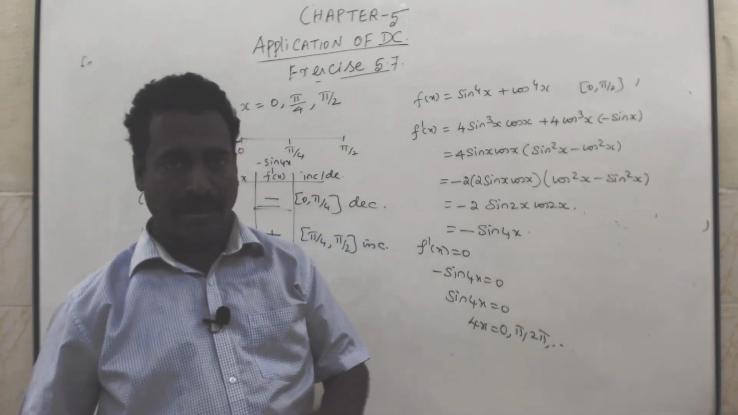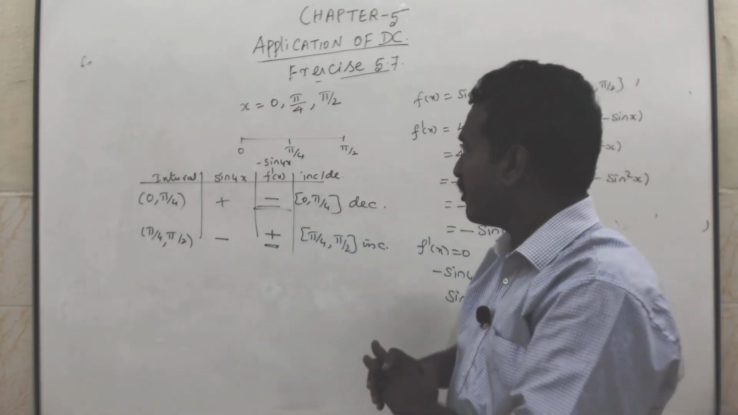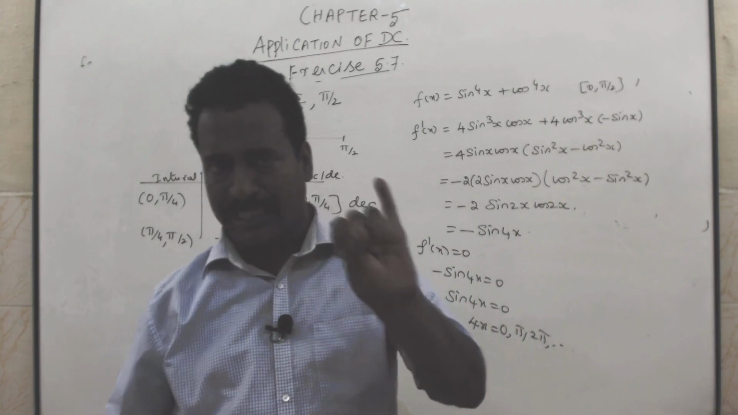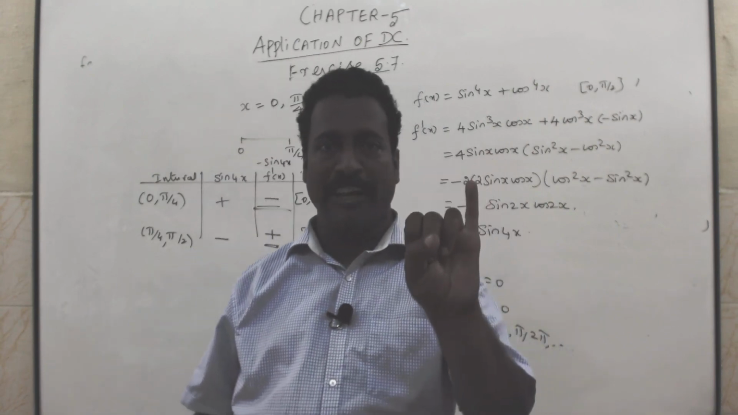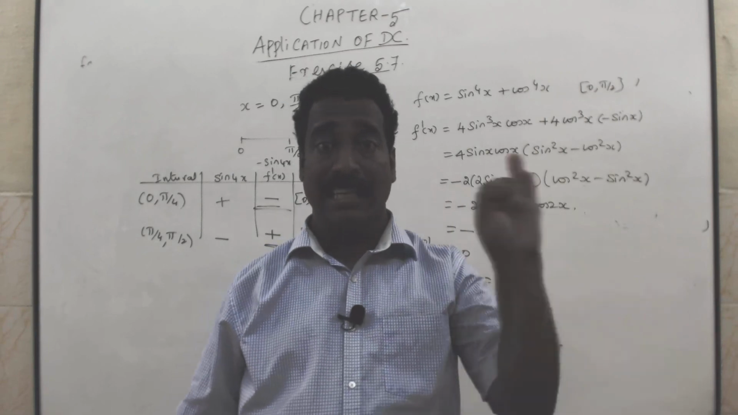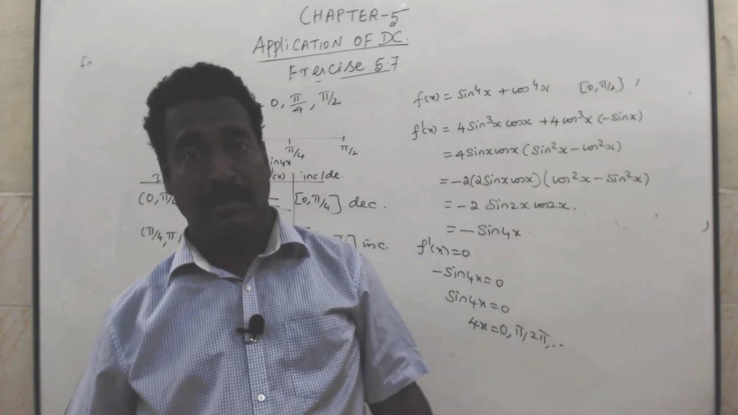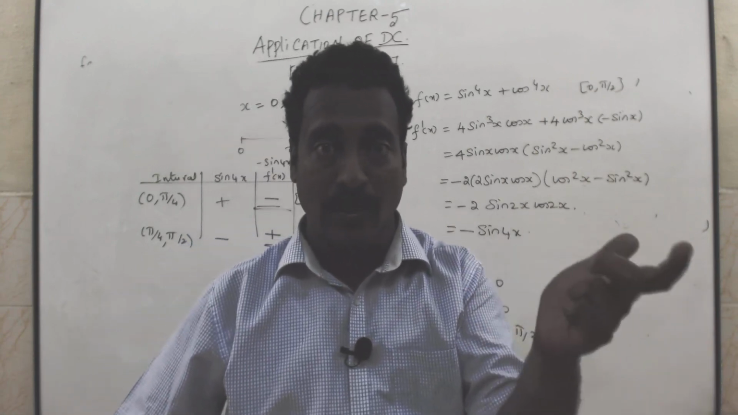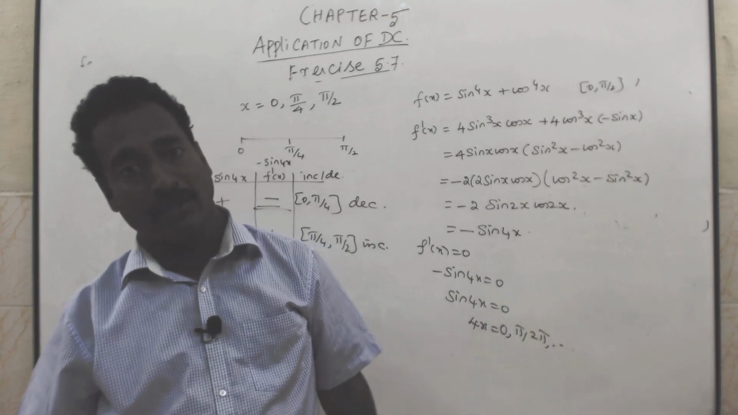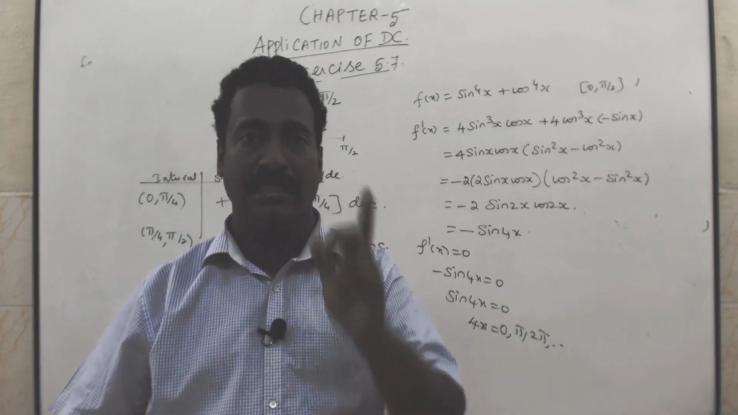So, we have already completed nearly exercise number 5.7. We solved all the problems. Here we studied only 3 concepts. First, you have to verify increasing or decreasing in the given interval. Second, you have to verify whether monotonic or not monotonic. In the same interval, if there are 2 different signs, positive and negative, for 2 different values, it is not monotonic. Same sign for different values, it is monotonic.